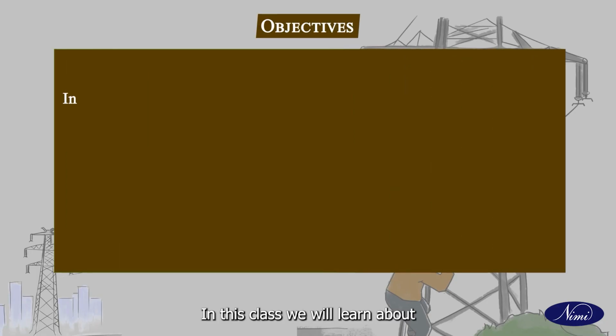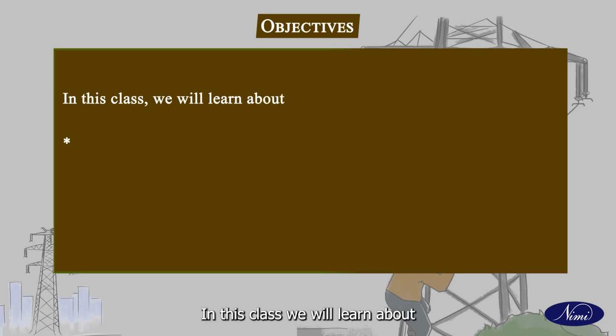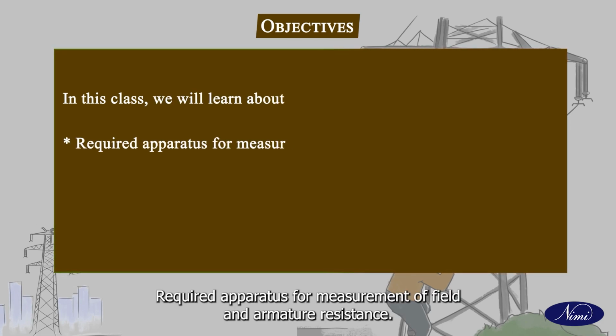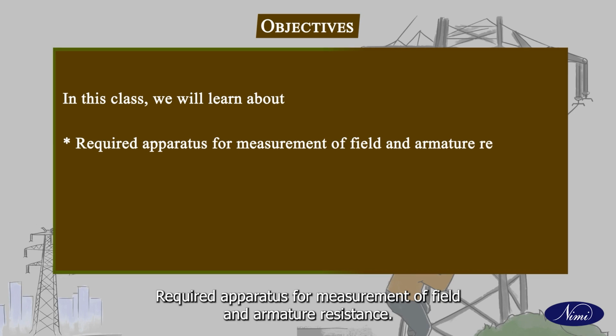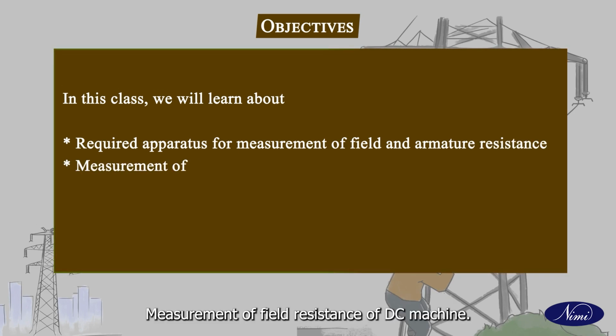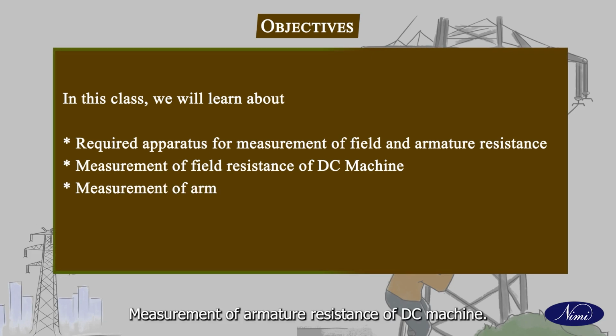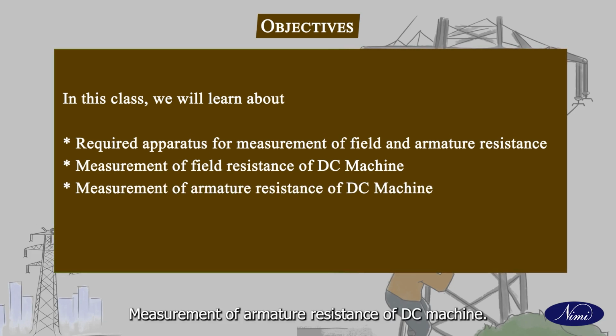Objectives. In this class, we will learn about required apparatus for measurement of field and armature resistance, measurement of field resistance of DC machine, and measurement of armature resistance of DC machine.